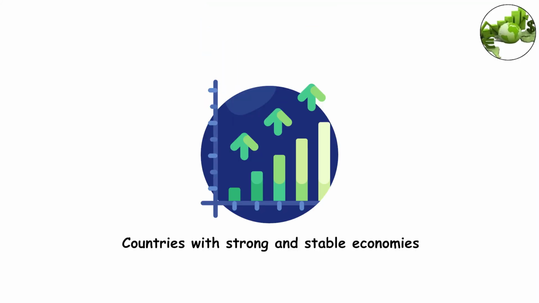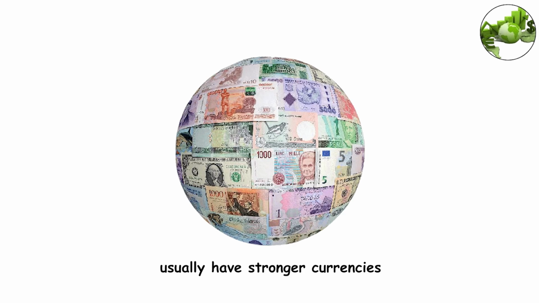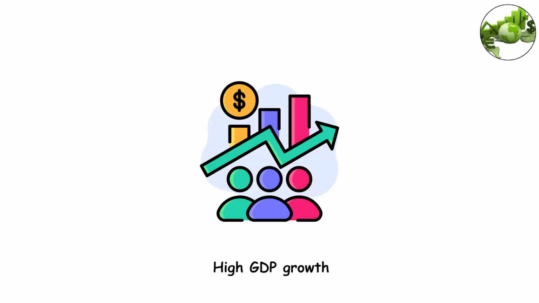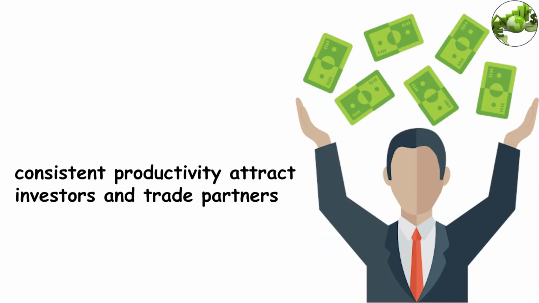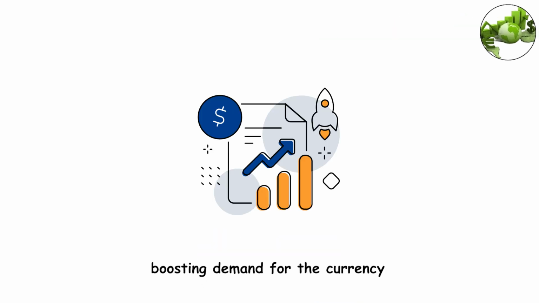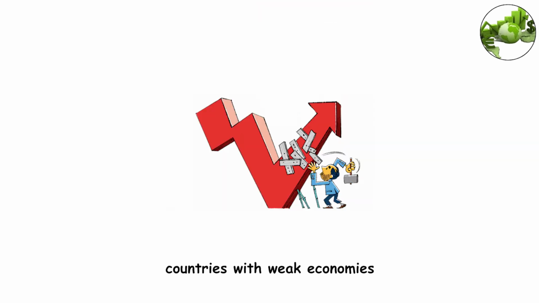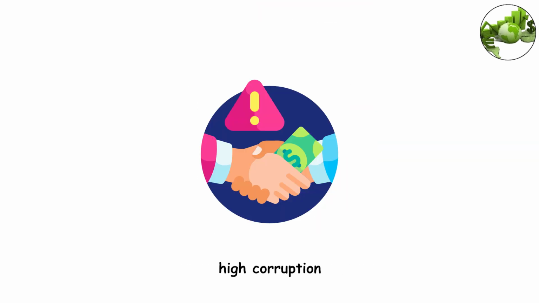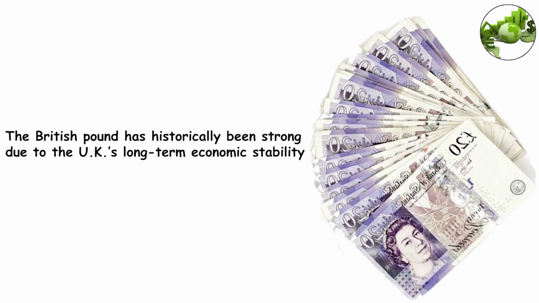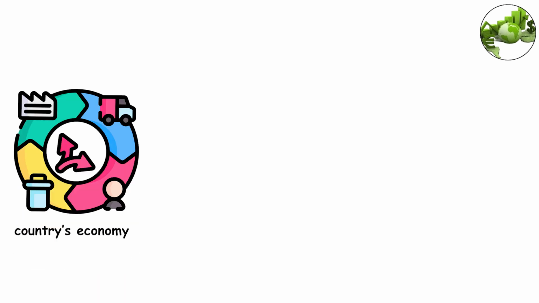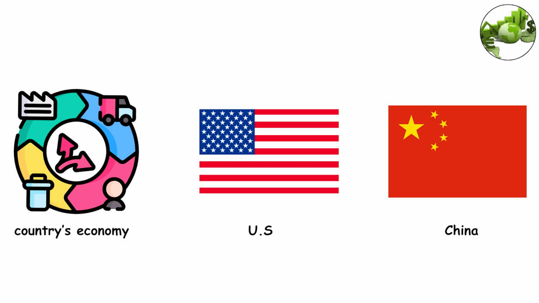Economic growth and stability. Countries with strong and stable economies usually have stronger currencies. High GDP growth, low unemployment, and consistent productivity attract investors and trade partners, boosting demand for the currency. Conversely, countries with weak economies, political instability, or high corruption tend to have weaker currencies. The British pound has historically been strong due to the UK's long-term economic stability, even though the country's economy is smaller than that of the US or China.